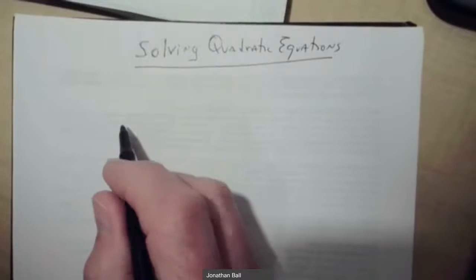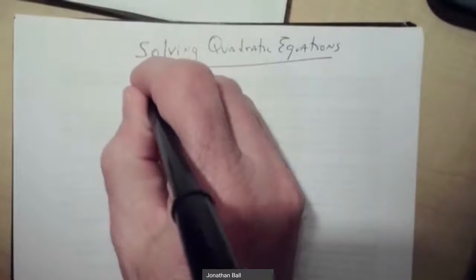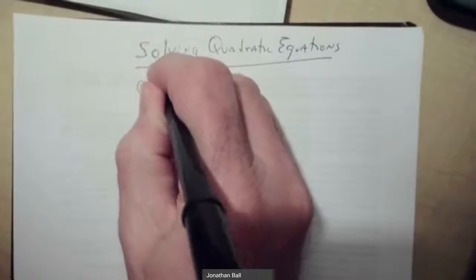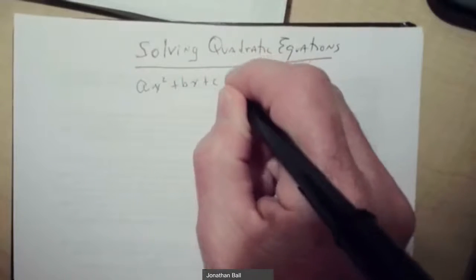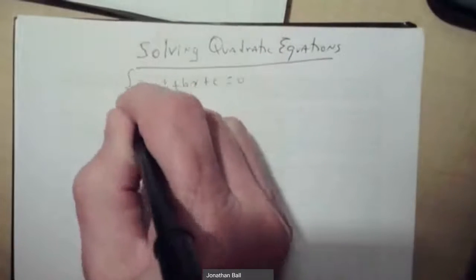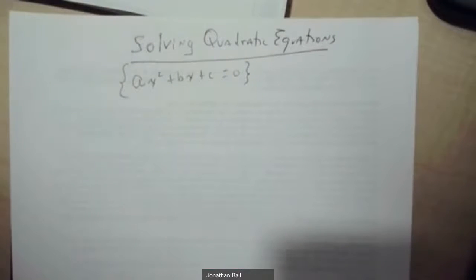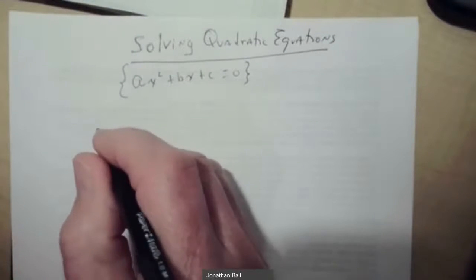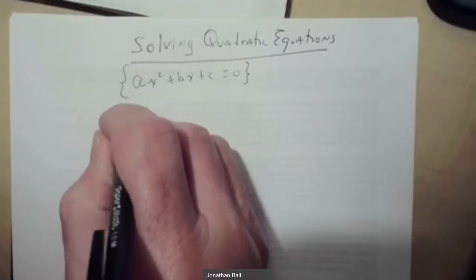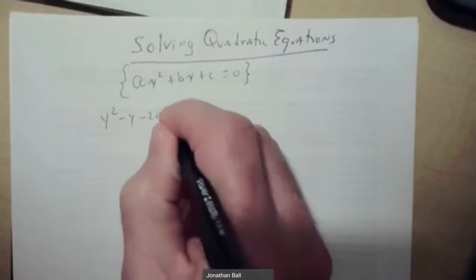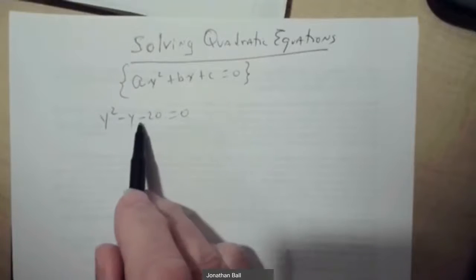The first thing we did was solving quadratic equations. Quadratic equations are always in the form ax squared plus bx plus c equals 0. So if we have y squared minus y minus 20 equals 0, we're going to factor this.